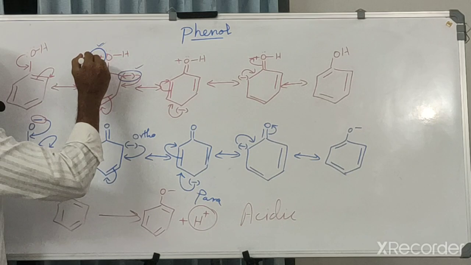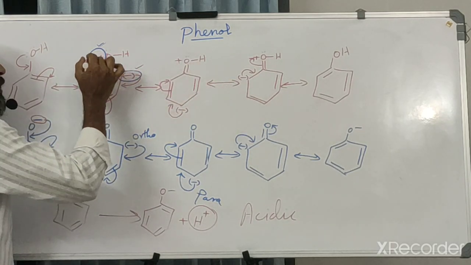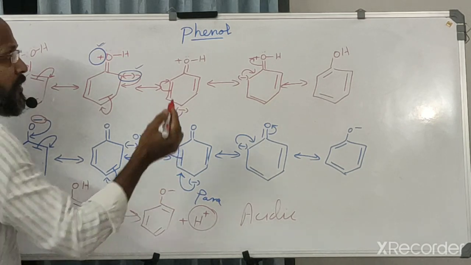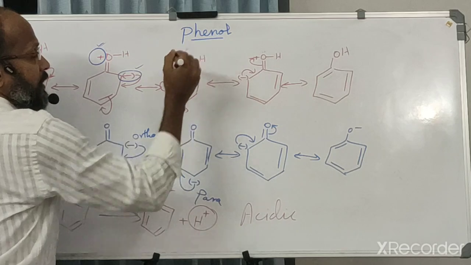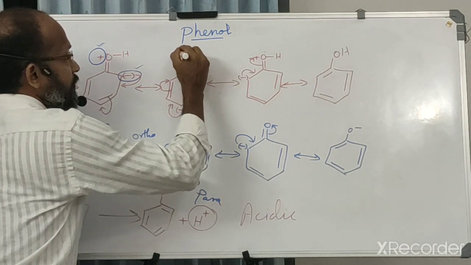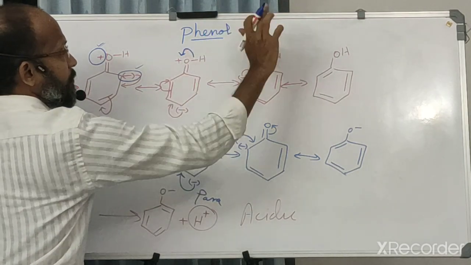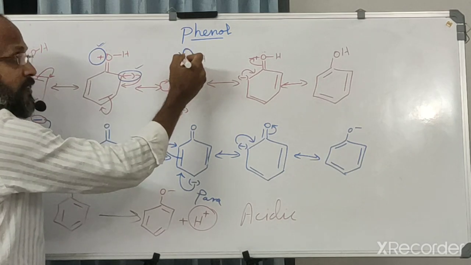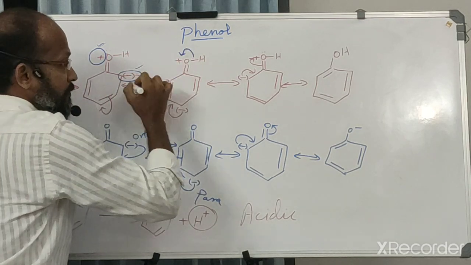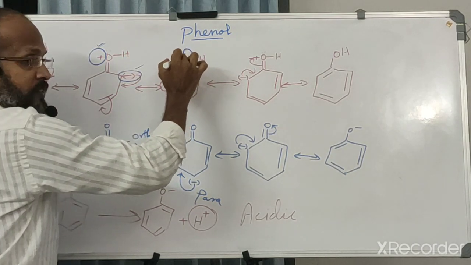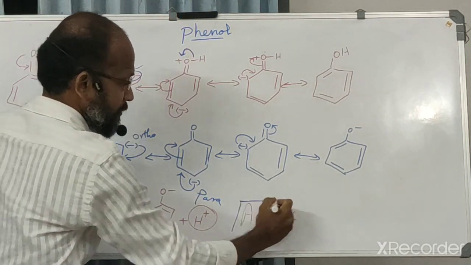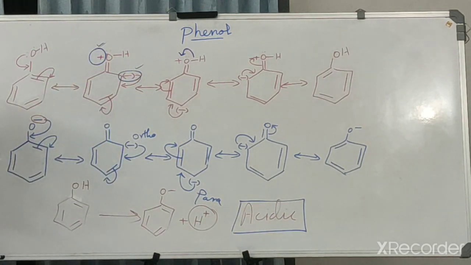Another factor to be considered is that in this resonating structure we can see O plus, the oxygen is having a positive charge. How can we remove the oxygen's positive charge in this structure? Simply by shifting the bond pair between oxygen and hydrogen towards oxygen. That means removal of H plus in this situation will compensate the positive charge. So the charge will be neutralized by this electron gain. So this phenol resonating structure having positive charge on oxygen also indicates that H plus can be eliminated from that position. So all these explanations indicate that phenol is acidic.